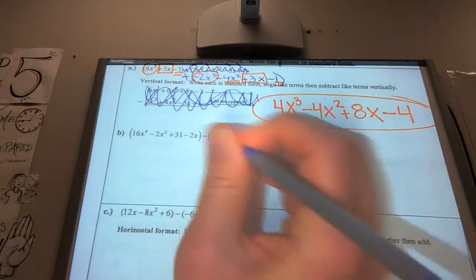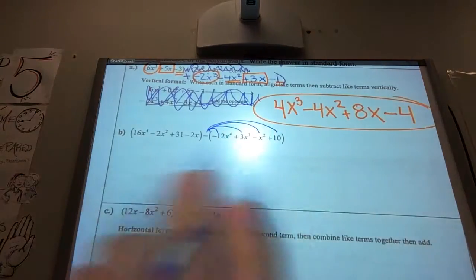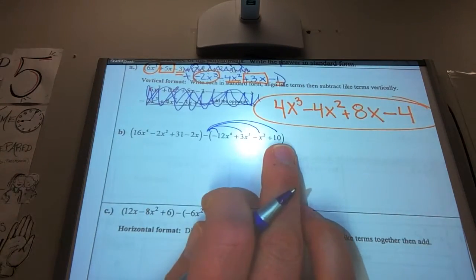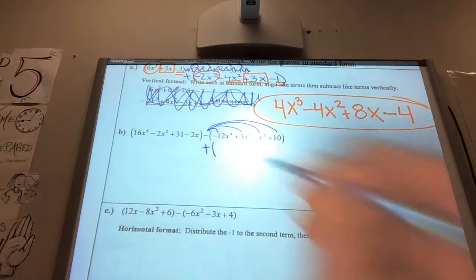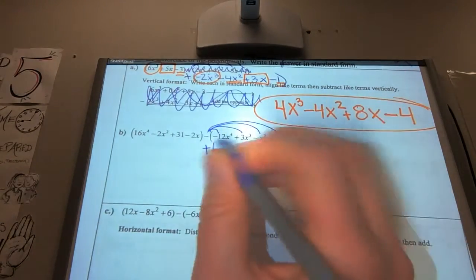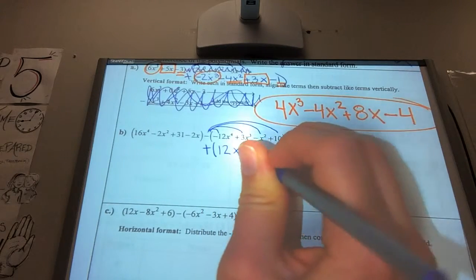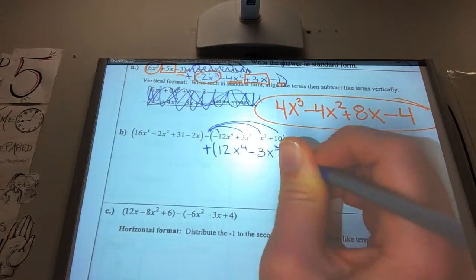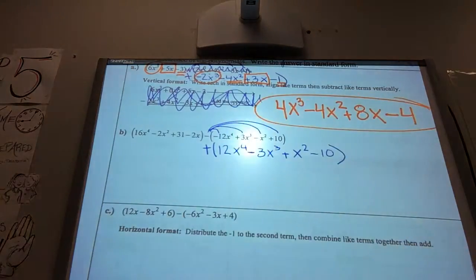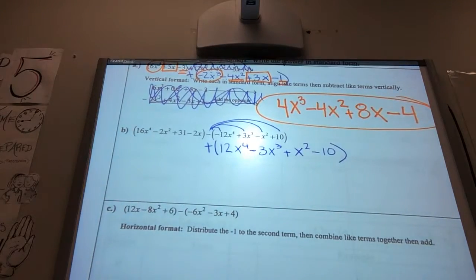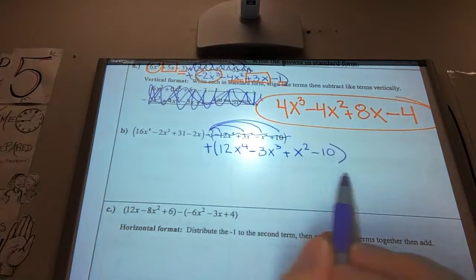So never subtract. Instead, distribute our negative to every term that's being subtracted and change it to an addition problem. Plus, and now in my parentheses, I'm just going to change all of the signs. Becomes positive 12x to the 4th, negative 3x cubed, positive x squared, negative 10. And now I'm adding. I don't even need to look up above here because I've rewritten my problem.